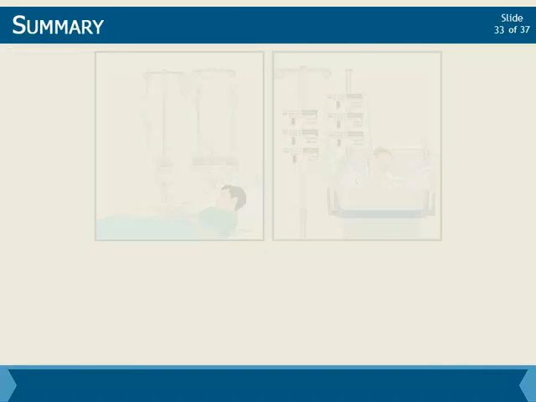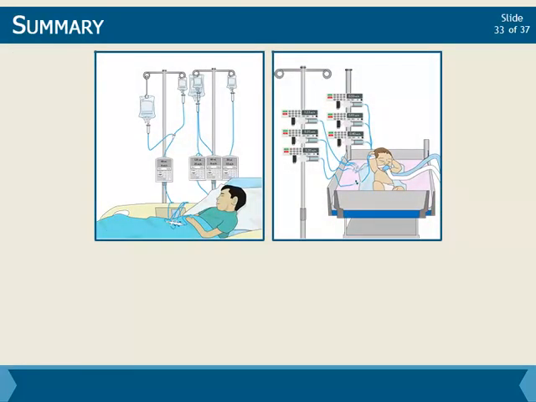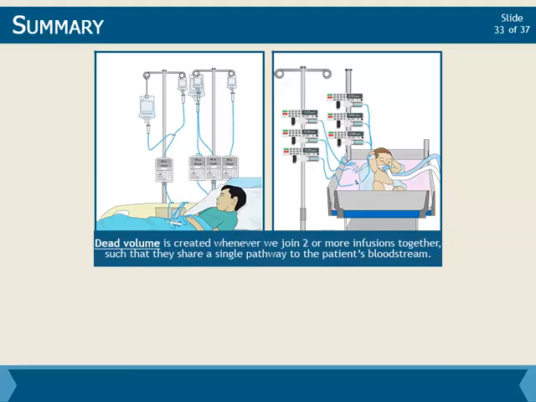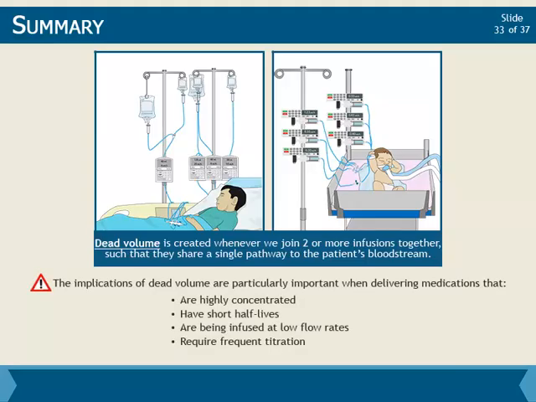That is correct. In summary, when treating patients receiving multiple rate critical medications with short half-lives, it is often essential that we have uninterrupted, consistent flow of these infusions. However, dead volume can complicate how we achieve this. Dead volume is created whenever we join two or more infusions together, such that they share a single pathway to the patient's bloodstream. The implications of dead volume are particularly important when delivering medications that are highly concentrated, have short half-lives, are being infused at low flow rates, or require frequent titration.